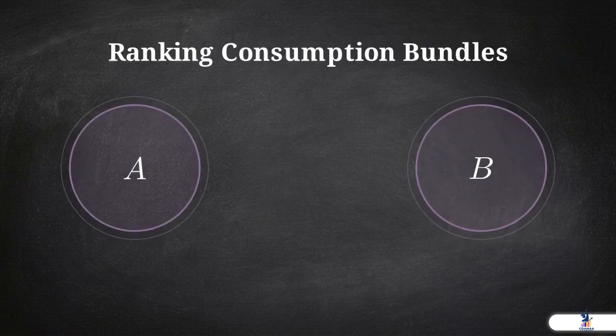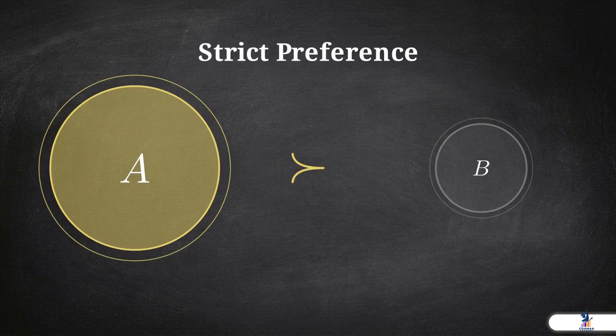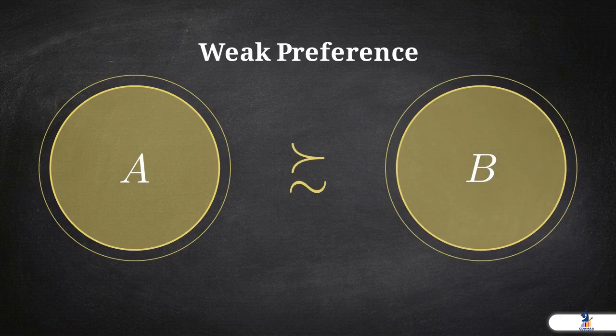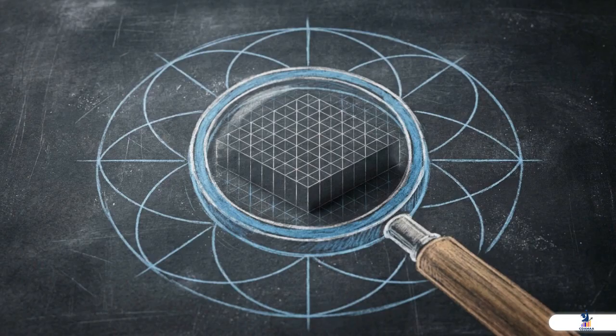Within this set, a consumer ranks bundles using specific notation. Strict preference means one bundle is strictly better. Weak preference means it is at least as good. Indifference means both bundles provide the exact same satisfaction. Defining this topological consumption space is the mandatory first step. We must map physical feasibility before introducing market prices, budgets, or optimal decisions.